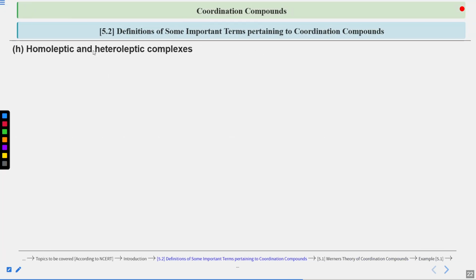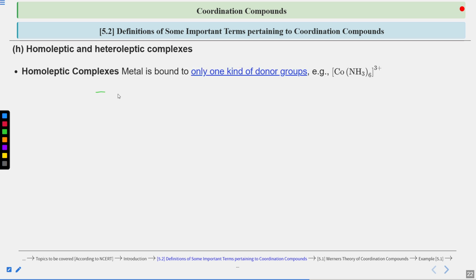Next term is homoleptic and heteroleptic complexes. Homoleptic complexes are those where the metal is bound to only one kind of donor atom. For example, in this complex we have cobalt, and it is bound to only one type of ligand, that is ammonia, 6 molecules of ammonia. So only one kind of donor group is present. So this complex is homoleptic.